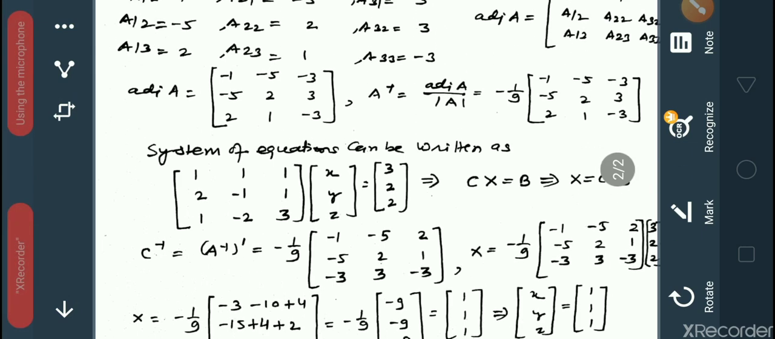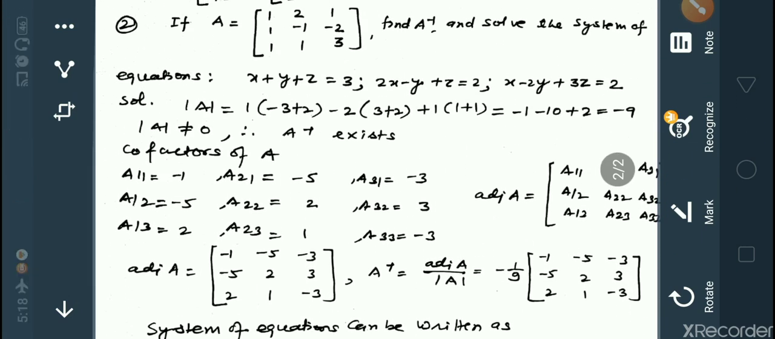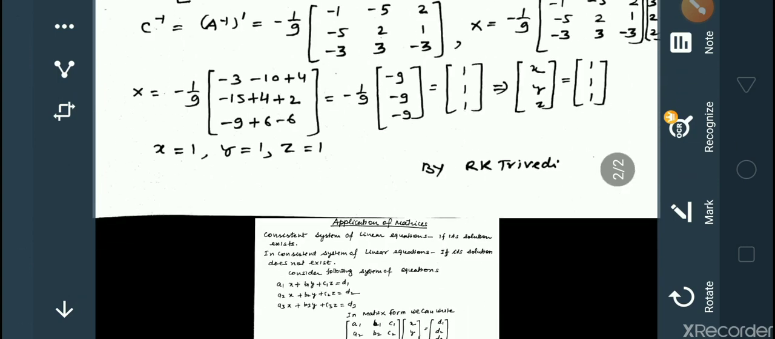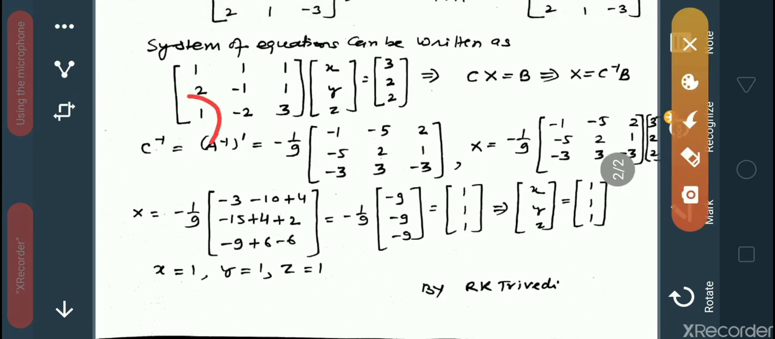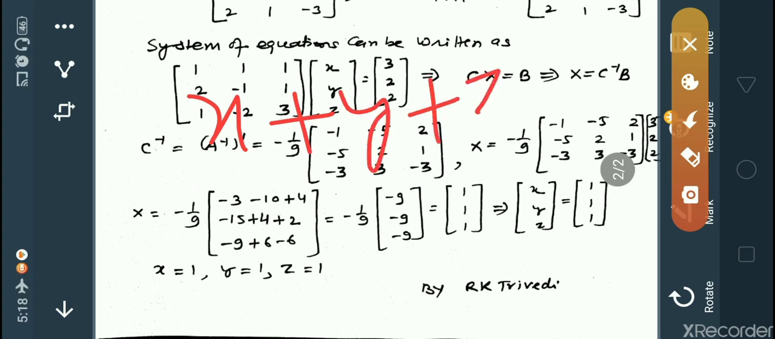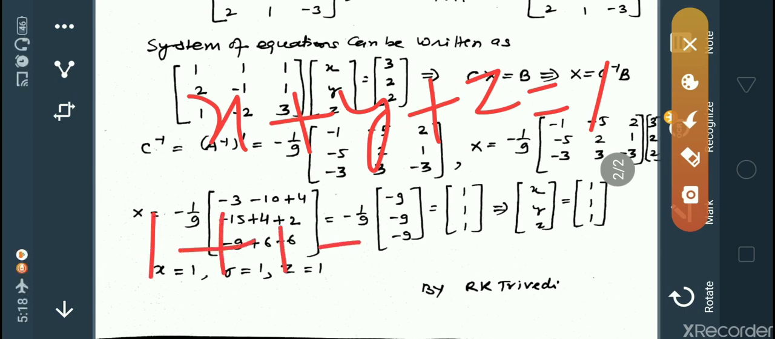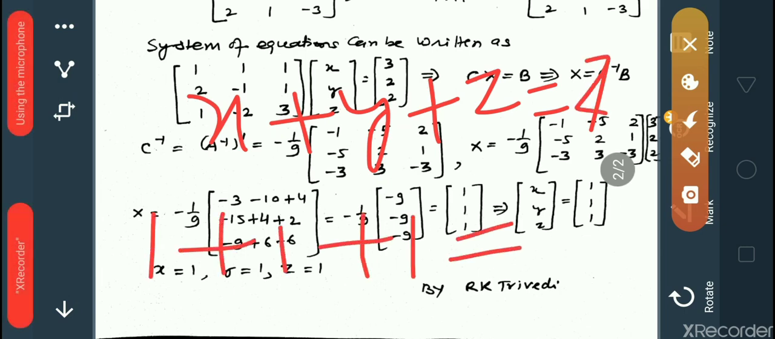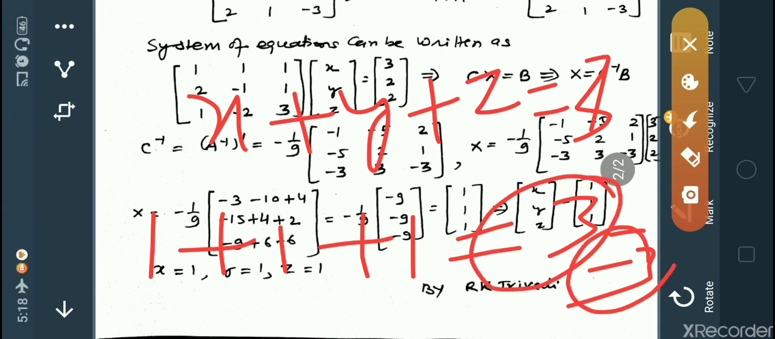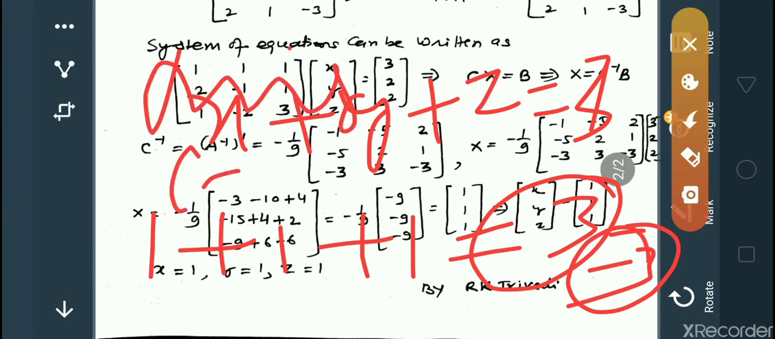Now let us check whether this solution is correct or not. For this, take any equation. Just we take the equation x plus y plus z is equal to 3. Now putting these values of x, y, z, 1 plus 1 plus 1 is equal to 3, and LHS is 3. Now 3 is equal to 3, that means LHS is equal to RHS, hence this is correct. It means this is the required solution of these given equations.